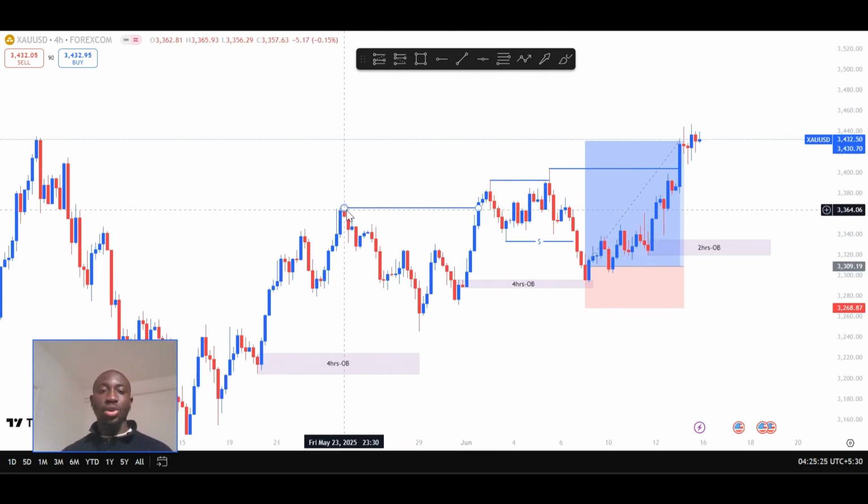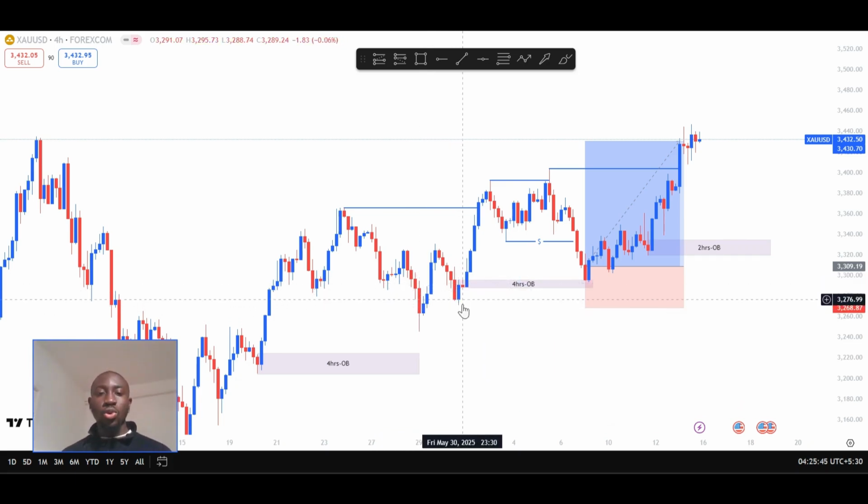As you can see, there was a break of structure from here. Now where is the low that caused this break of structure? This is the low. Now this low, this is the 4 hours order block. The 4 hours order block has already been mitigated by this small move. So here is not valid again. So now after this low, the next low that we'll be watching out for is this low.